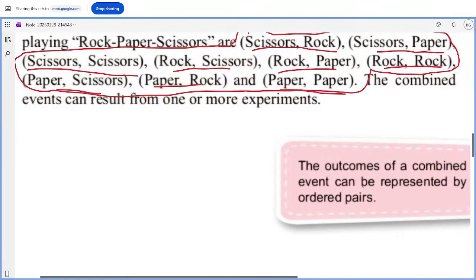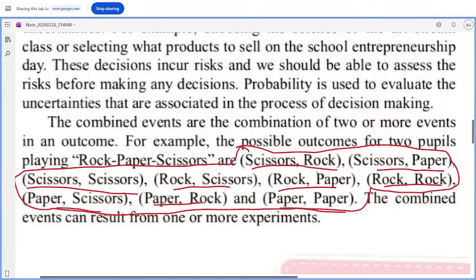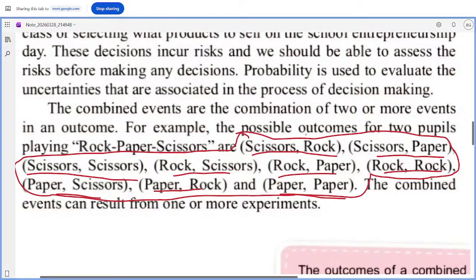So you can represent the outcomes of any event by using ordered pairs. This is what we call ordered pairs. Ordered pairs are like coordinates, guys. Can you see? This is in the format of a coordinate, like x coordinate and y coordinate. And the order is important, guys. You can see here, scissors, paper and paper, scissors. They are separated into two. We cannot consider it as one.